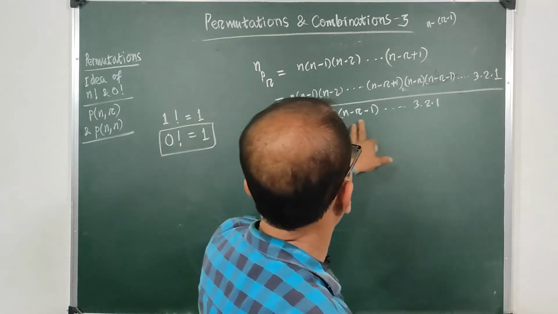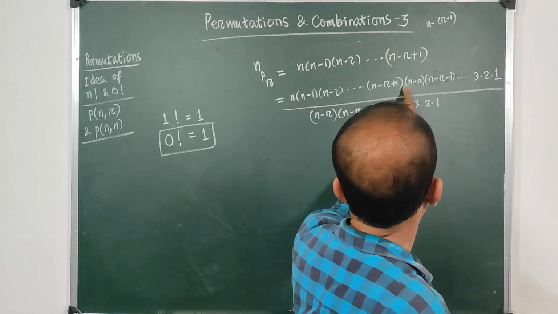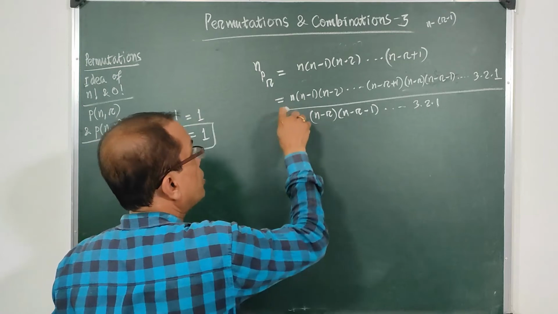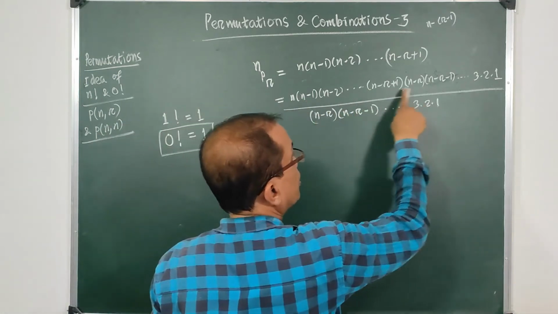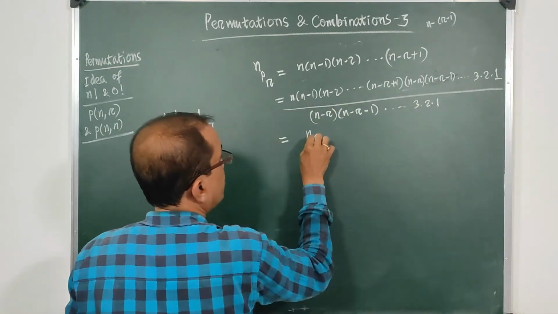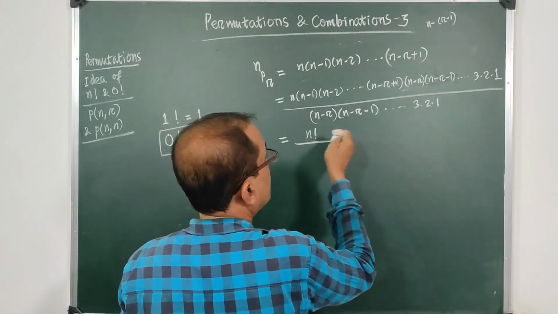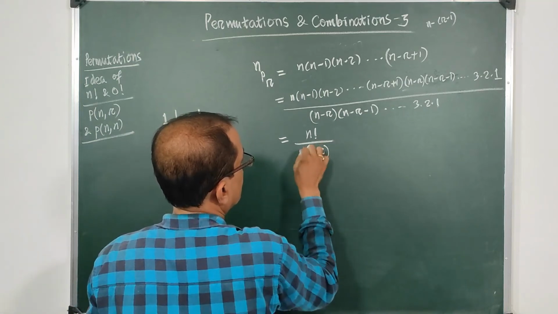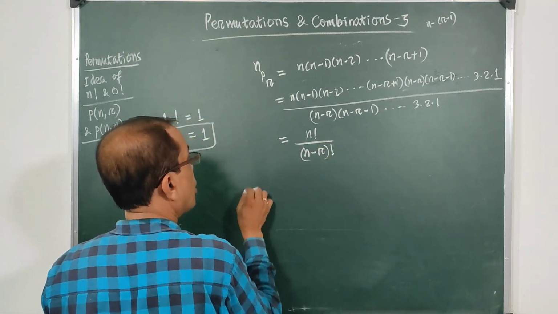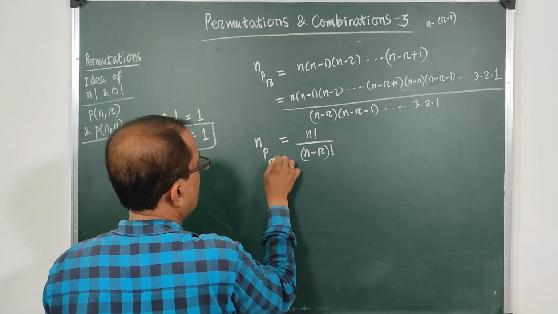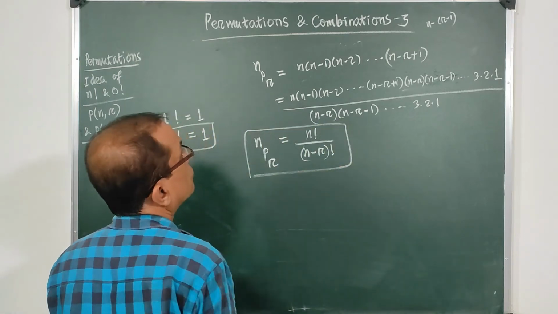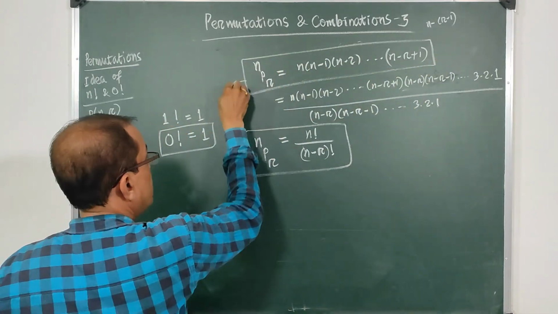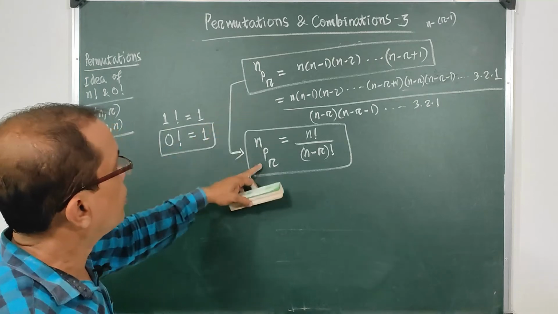See, if these factors are cancelled, then we get the factors which are just equal to this. So now the numerator is the product of n things from n to 1, so it will be n factorial, and the denominator will be starting from n minus r, it is up to 1, so it will be n minus r factorial. So we got the formula for NPR. This is the formula which we derived, and this is formula 2. So there are two different forms.